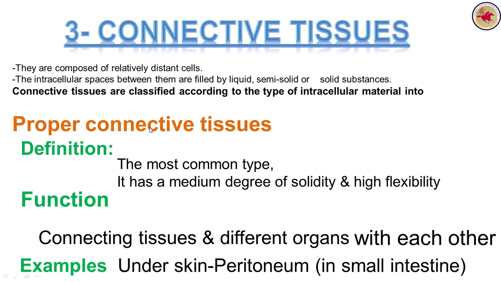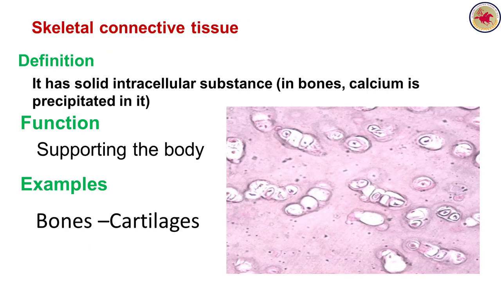First type, proper connective tissue. It's the most common. It's medium in solidity, so it's not solid, not liquid, but intermediate, with high flexibility. Its function is to connect different tissues and organs to each other, like under the skin and the peritoneum, or the lining of the mesentery that connects the small intestine organs.